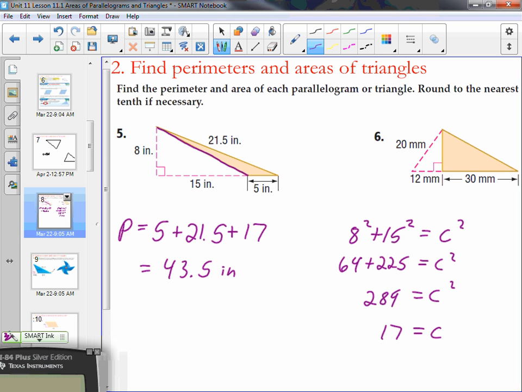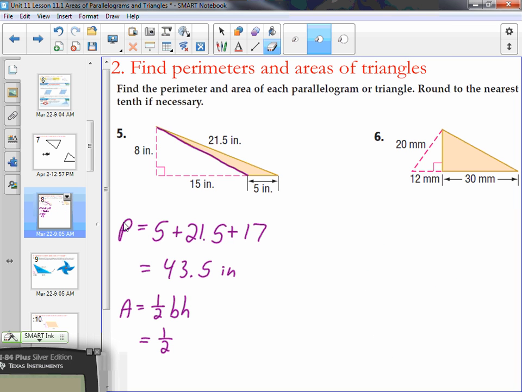All right, now, let's get the area. Area of a triangle equals 1/2 base times height. So that'll be 1/2. Now, let me get rid of that. Don't need that anymore. Our base and our height. Let me get rid of that too.